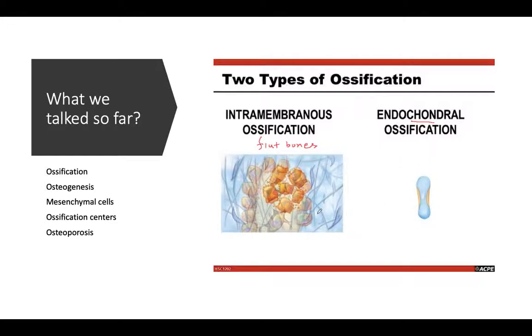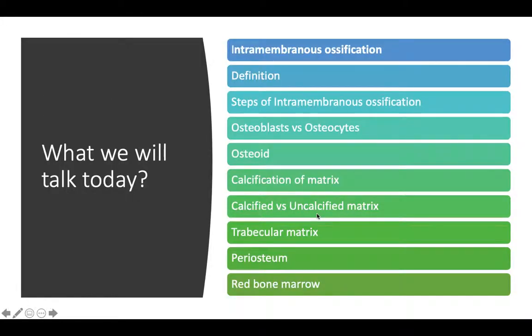Now, so what's the deal today? In today's lecture, we'll talk about intramembranous ossification. As I mentioned, right, these are basically developed directly from undifferentiated mesenchymal connective tissue. We're going to talk about the steps of intramembranous ossification, and you might come up with these terms while I'm going to explain these steps.